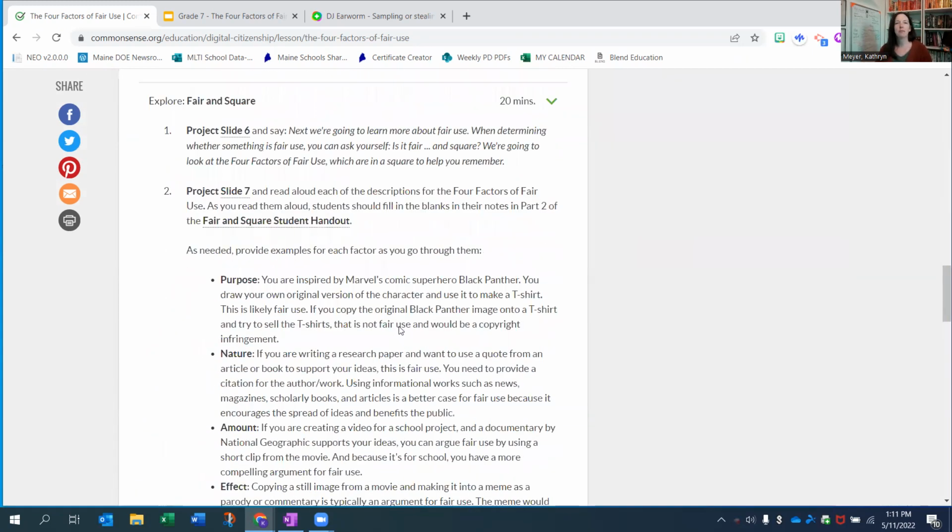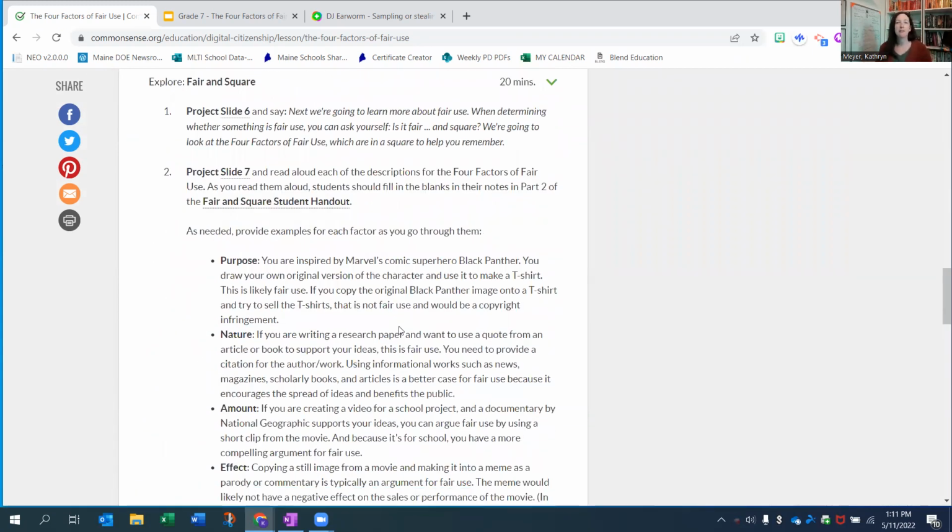And then we're going to look at this together today, the Fair and Square, which I love. I think it's a completely accessible way for students to understand the four factors of fair use and how to analyze for them. And while this lesson is geared toward the seventh grade, I teach juniors and I can see taking parts of this lesson, including that Fair and Square lesson that I'm going to show you, and using it with my juniors because it's just really accessible. It doesn't talk down to the students. And then it gets applied to real world examples that I think are really great.